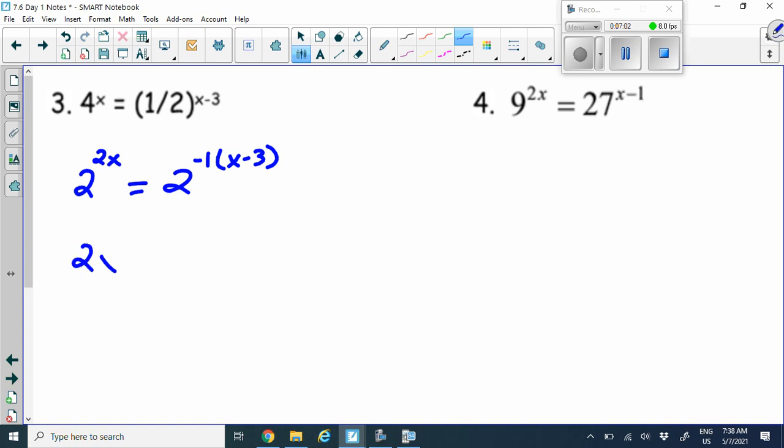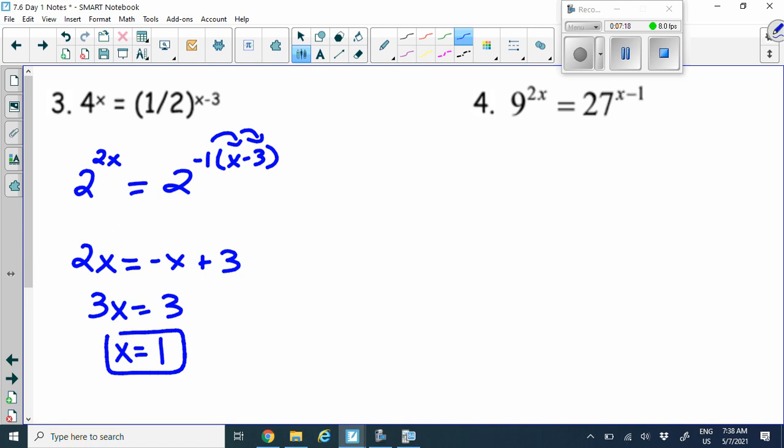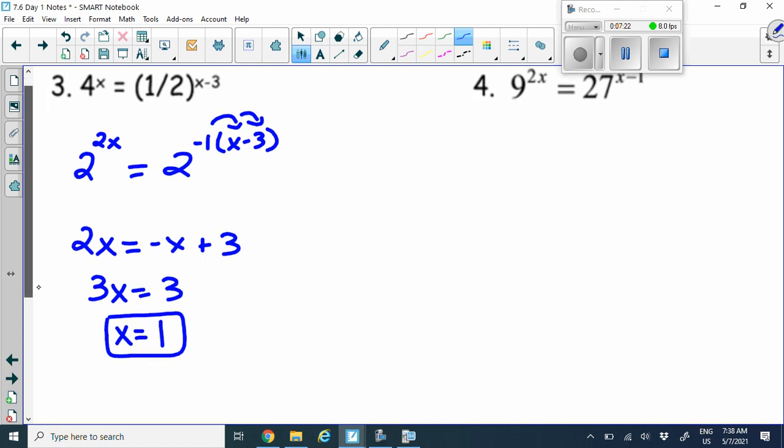I just set the exponents equal to each other. I do need to distribute that -1, so I get -x plus 3. I'm going to go ahead and add x to the other side, so I get 3x equals 3, and divide both sides by 3, so I get 1. And as I said before, you can plug that back into our original equation to check.